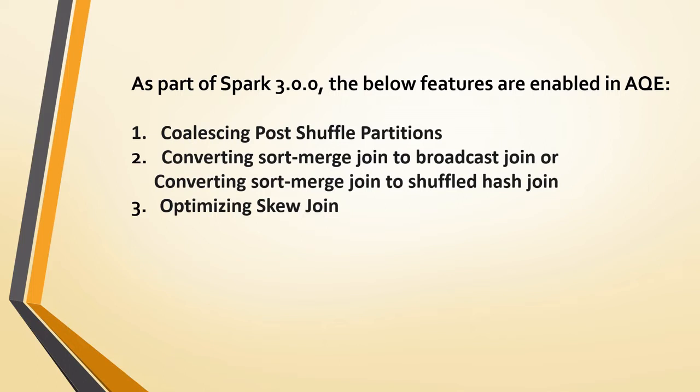Automatically it will enable that, and it will apply the broadcast join there. And similarly with the sort merge join, if the shuffled hash join is better for the given query, then by default, even if we have set the property for sort merge join enablement, it will convert the sort merge join to shuffle hash join.